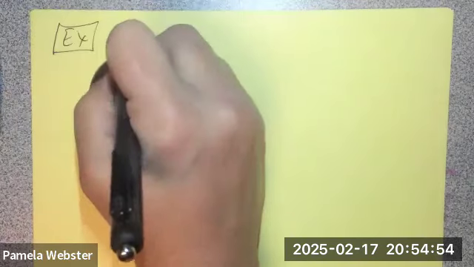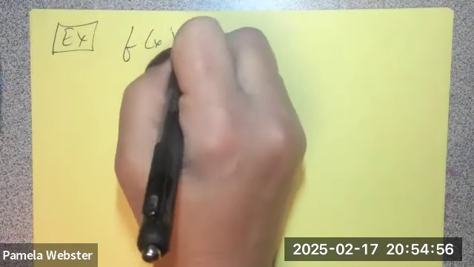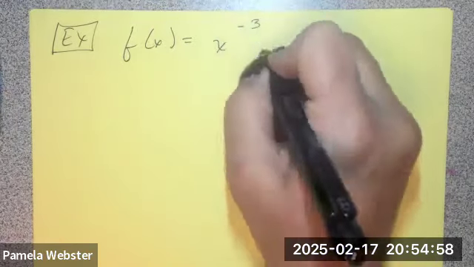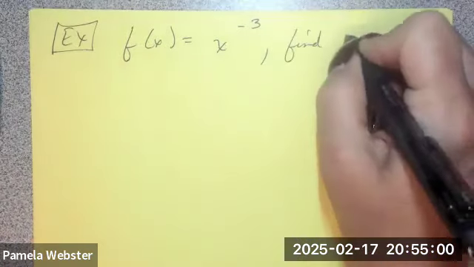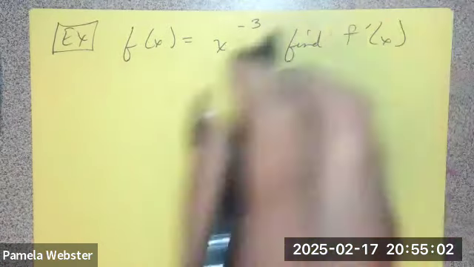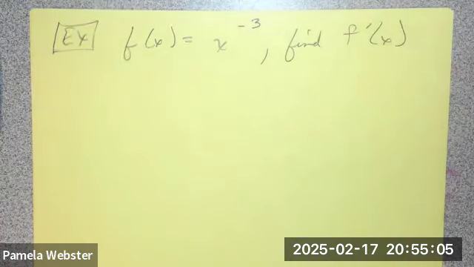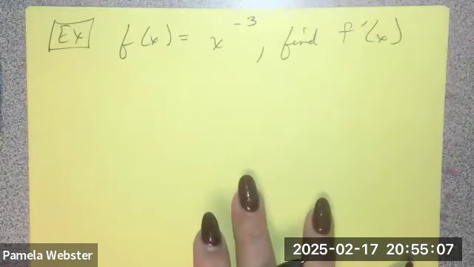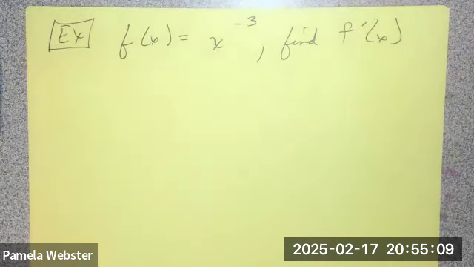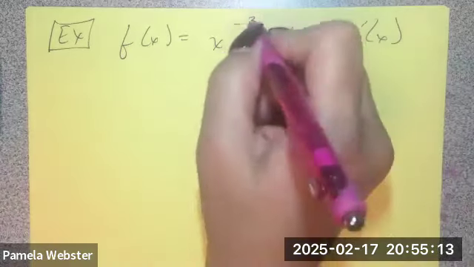Here's a slightly different problem. f of x equals x to the negative 3. Find f prime of x. Okay, how is this different? Now we have a negative exponent to begin with. But the process is still the same. That rule is not going to change.